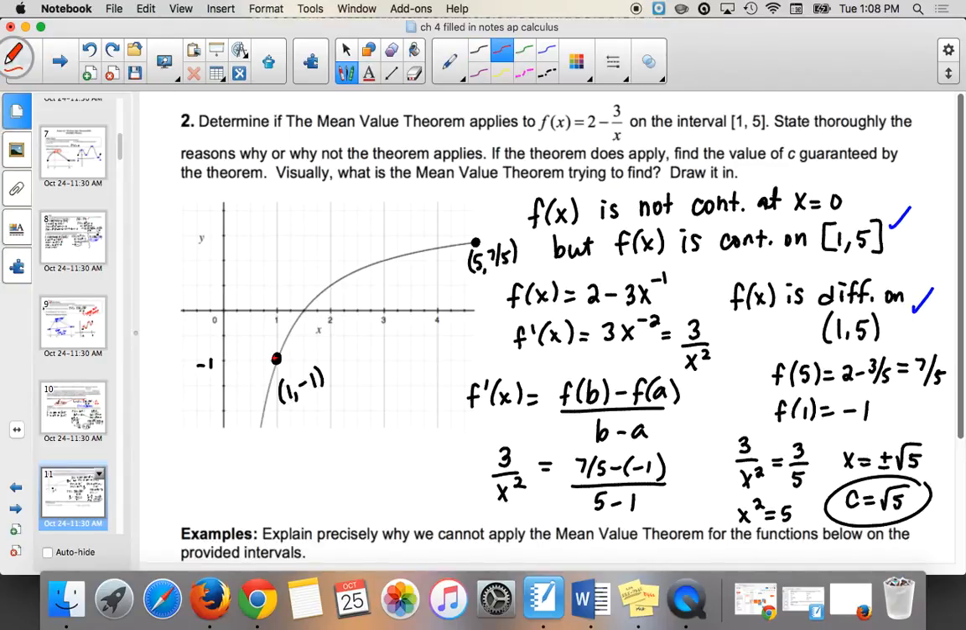So visually what we're doing is connecting those 2 points and finding a location where we have exactly that same slope. It looks like it's right around there, right? That x value, if I drop it down, is a little bit more than 2.2. That's what root 5 is. Root 5 is not exactly 2.2, but it's right around 2.236.